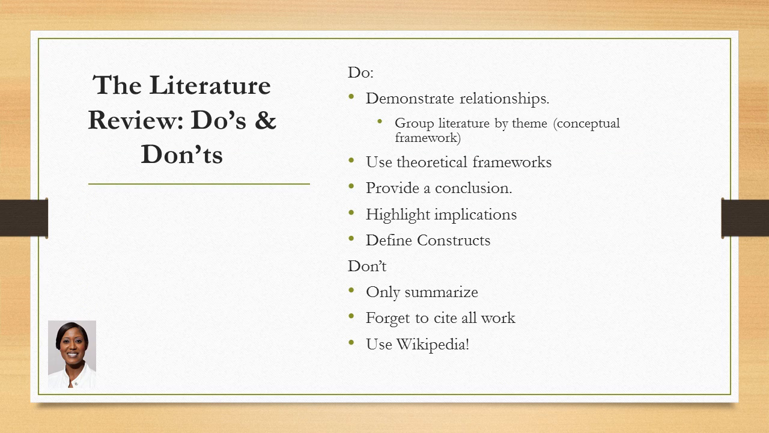A couple of literature review do's and don'ts. For some of you, this may be a review, but I just felt the need to go over it anyway. A do for literature reviews, again, is demonstrate relationships. Group literature by theme, organize it by theme, so that you'll end up creating a conceptual framework. You're also going to use theoretical frameworks. Theoretical frameworks are going to be helpful for you for interpretation, analysis, and evaluation of the literature that you find.